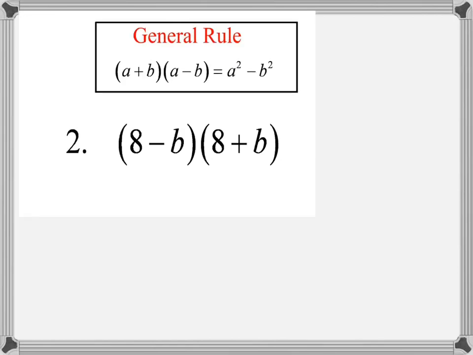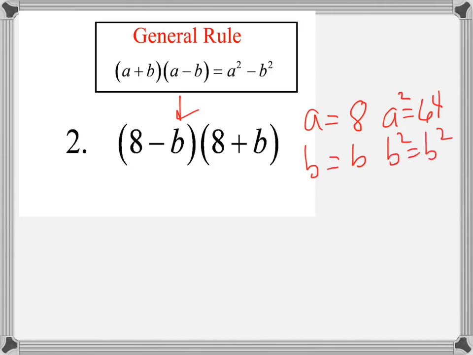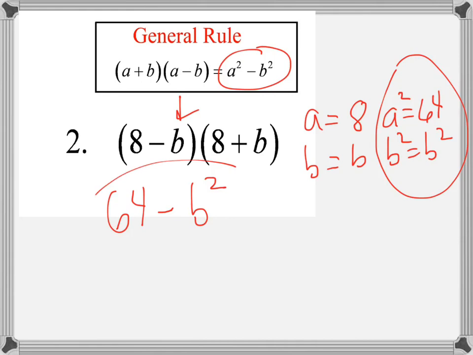Okay, so example number 2 is I've switched the constant and the coefficient around, but that's okay with us. A in this case, for these two binomials, would be 8, so a squared would be 64. B is, well, it's b, right? That's b right here. So b squared would just be b squared. Okay, so fitting into this general rule, the product of these two binomials would be a squared minus b squared, so it's 64 minus b squared. That's it.